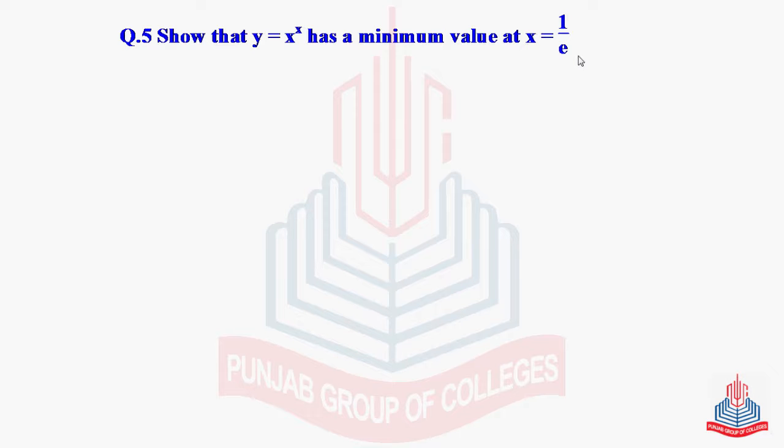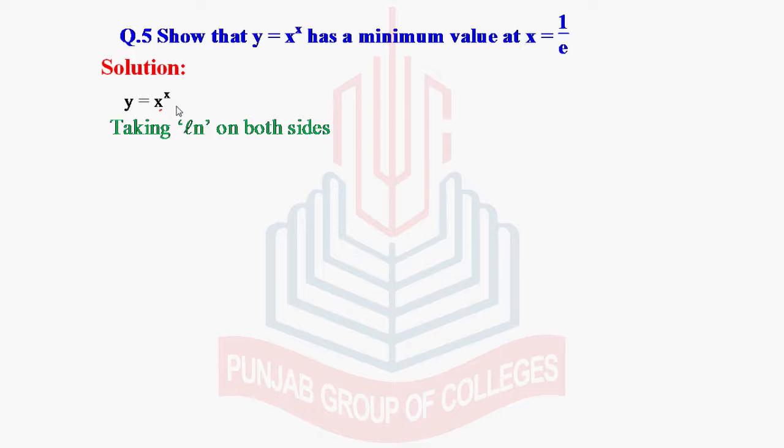Now we start our question solution. As given, y is equal to x raised to the power x. As this one is an exponential function with a variable in the exponent, before taking derivative we must apply log on both sides. So log of y will become log x raised to the power x, and by applying the property of log, log of y is equal to x into log of x.